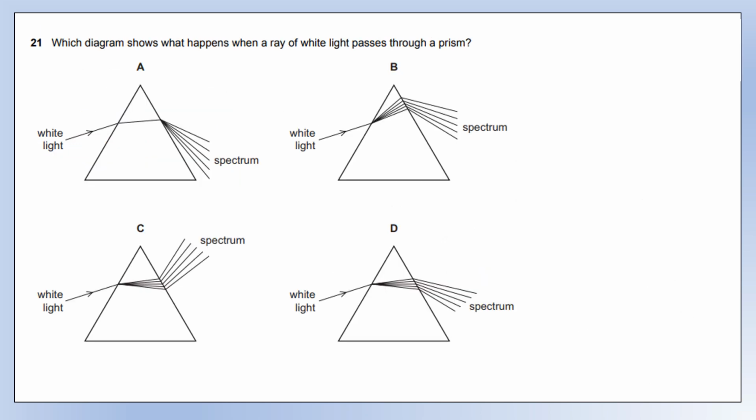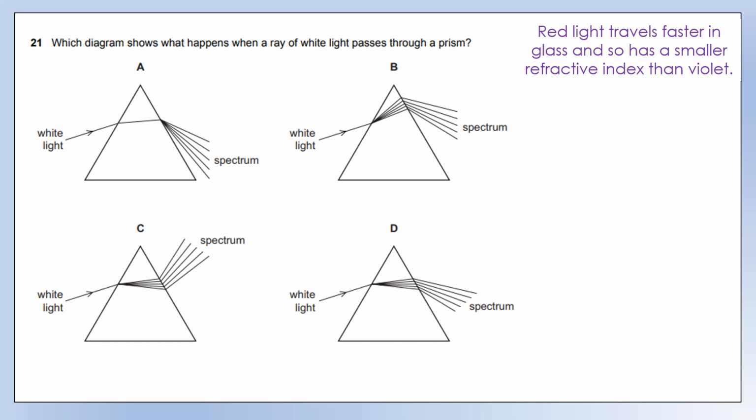So which diagram shows what happens when a ray of white light passes through a prism? So there's quite a lot to this, so let's dig into the details behind it first. So, why did they split in the first place? Well, red light travels faster in glass, and so it has a smaller refractive index than violet light does. That's our first key thing to know.